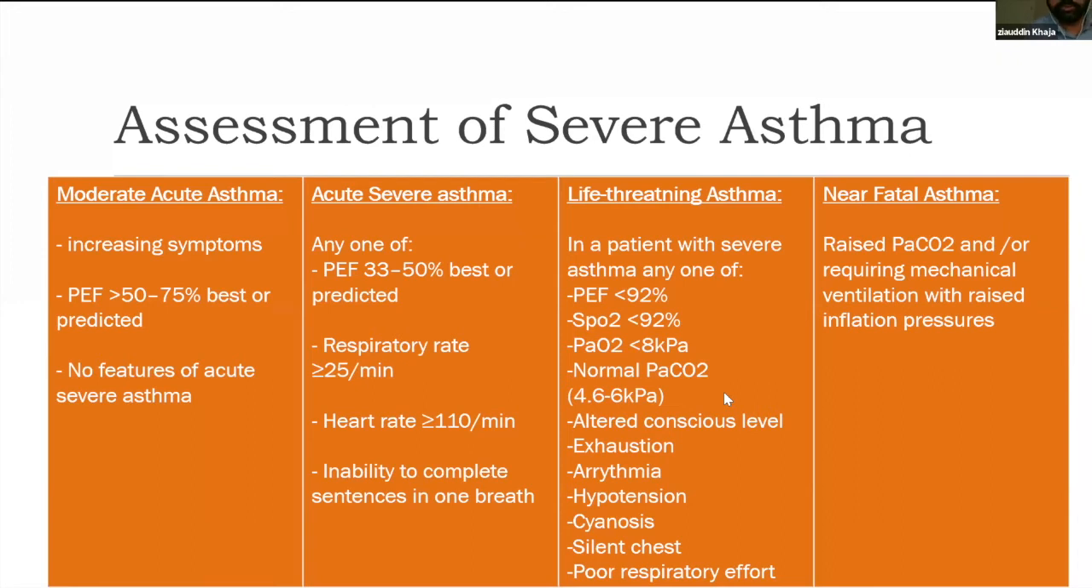In life-threatening asthma, the peak expiratory flow rate is less than 33%, SATs less than 92, a PO2 less than 8 kilopascals, and then a normal PCO2, an altered level of consciousness, exhaustion, and so on. Near fatal asthma is when you have raised PCO2, and the patient is requiring ventilation. So our patient in this case was in the near fatal category. Lucky for him that he was in the emergency department, and we were immediately able to do what was required to keep him alive.